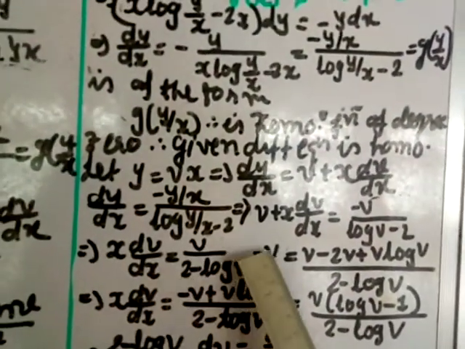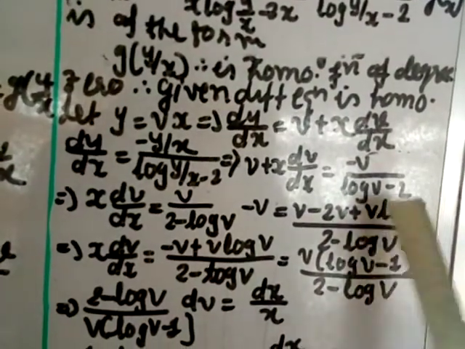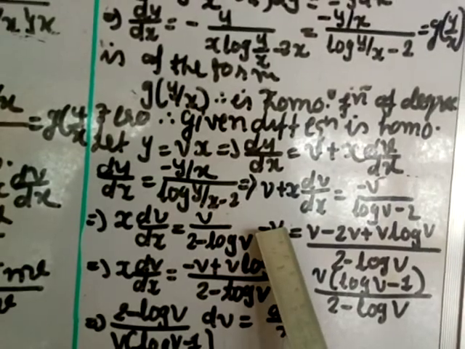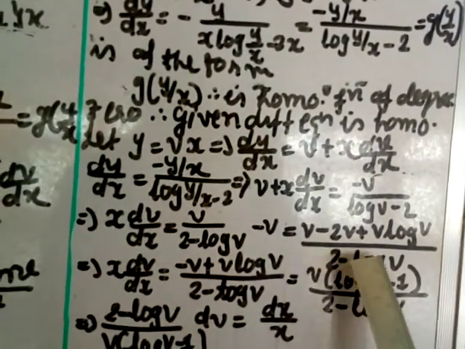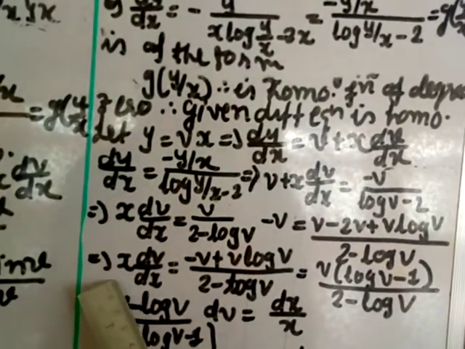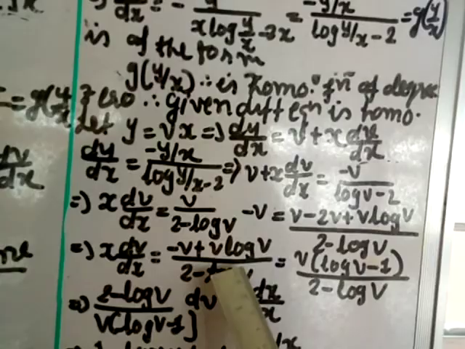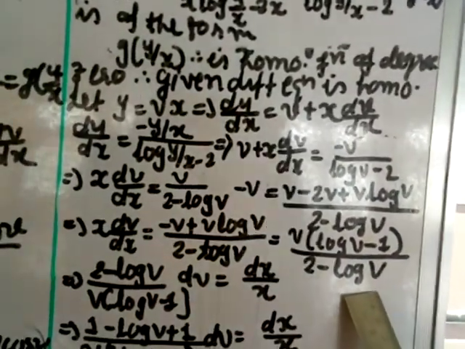Now take LCM. So what you get is v minus 2v plus v log v. Just multiply here. So 2v, minus into minus plus v log v. v minus 2v gives you minus v. Here v plus log v as it is, denominator as it is. This side remains x dv by dx. From this I am taking v common and changing the order. So v into log v minus 1, 2 minus log v.